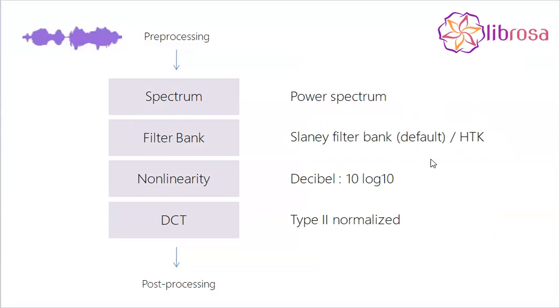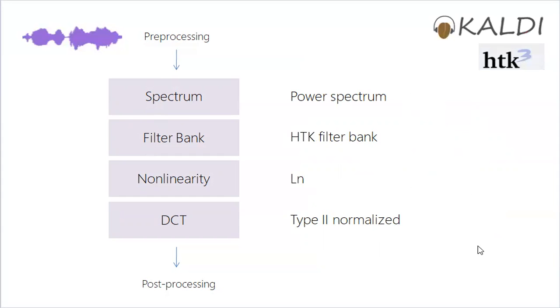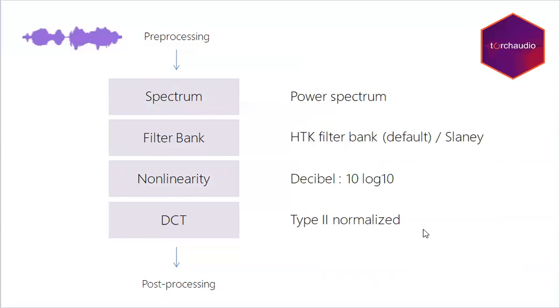We apply the Slaney filter bank. By default, there is an option. We can use HTK, but by default, the Slaney filter bank is used. We apply decibel nonlinearity, and then type 2 normalized discrete cosine transform. Kaldi HTK: power spectrum, HTK filter bank with no alternatives, natural logarithm, type 2 normalized DCT.